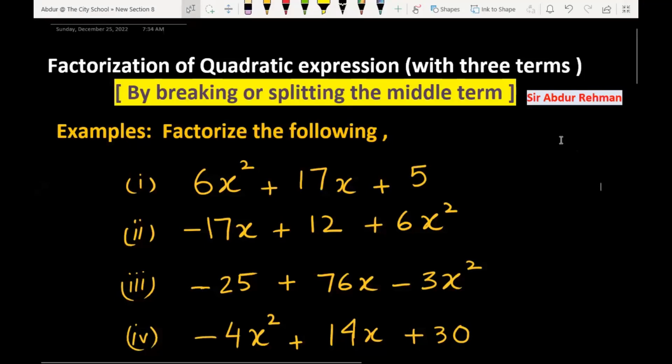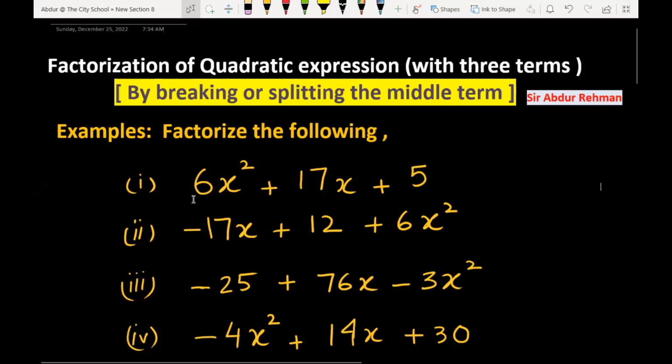Hello everyone. This is the continuation of factorization by breaking middle term. And in this lesson number 3, you will learn how to factorize a quadratic polynomial or expression when the first term has some coefficient other than 1.